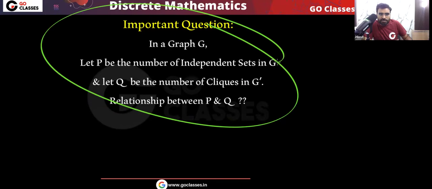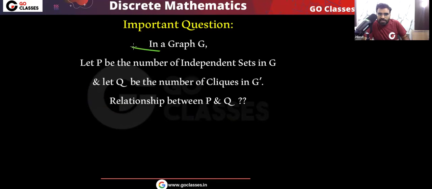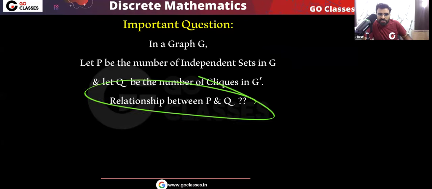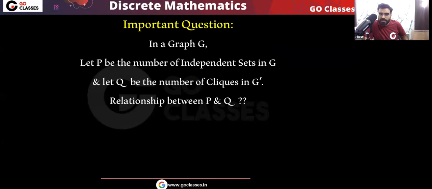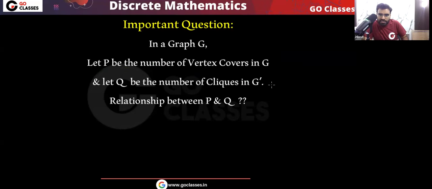Let me ask you another question. In any graph G, if P is the number of independent sets in G and Q is the number of cliques in G complement, then what is the relationship between P and Q? Let me ask you a third question. In any graph G, if P is the number of vertex covers in G and Q is the number of cliques in G complement, then what is the relationship between P and Q? These three questions, the concepts we have studied.